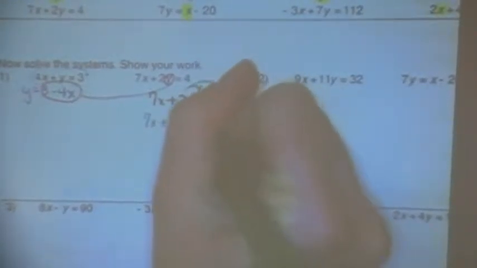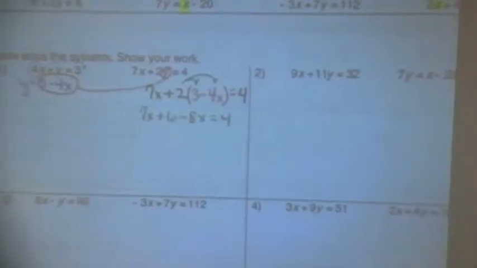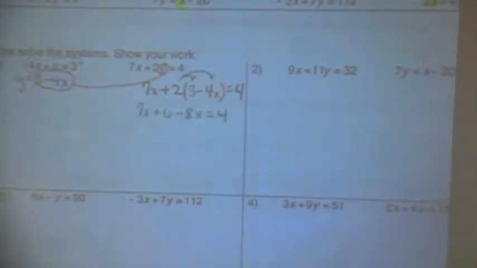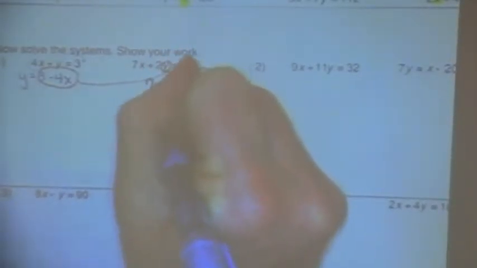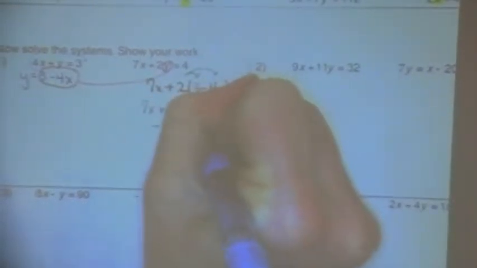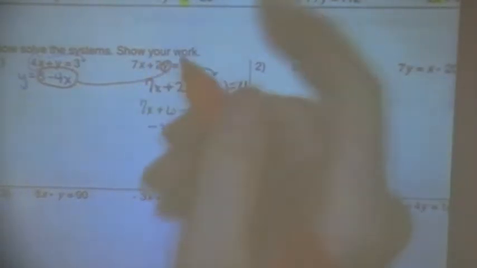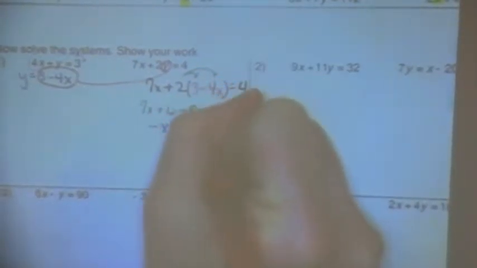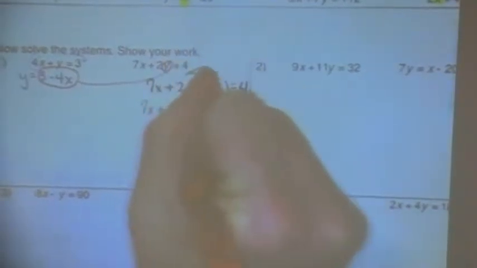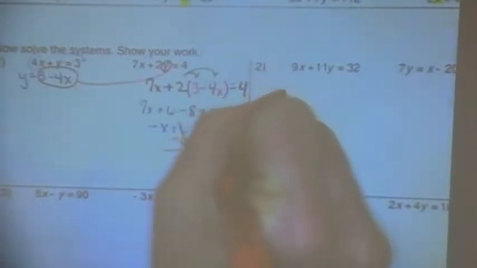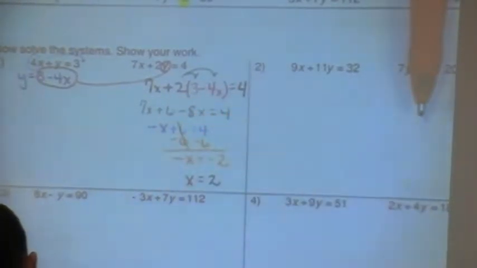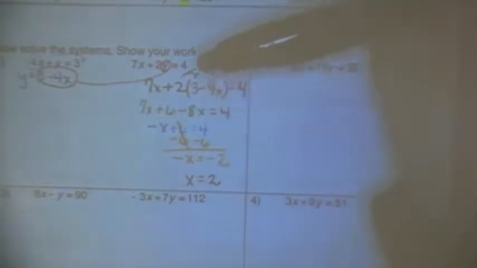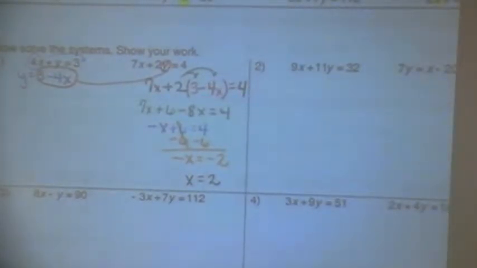At this point, you are just solving equations, which we've already learned how to do, and we've practiced quite a bit. So I'm combining like terms. 7x minus 8x is negative x. Just continuing to solve. After all my solving, I get x equals 2.